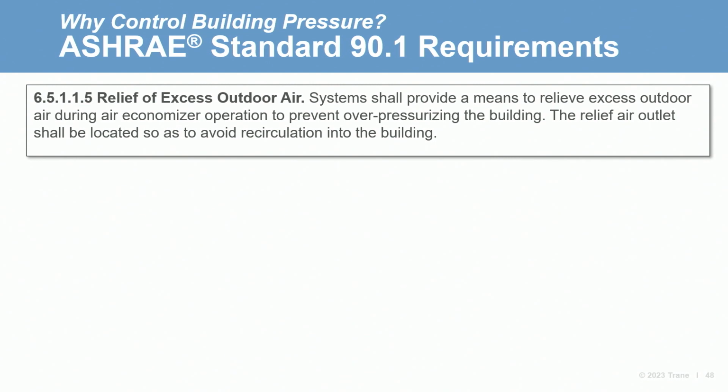The standard also discusses the location of the relief air outlet in relation to the outdoor air intake. Standard 62.1, ASHRAE's ventilation standard, provides guidance on minimum separation distance between intake and exhaust for different system configurations and types of exhaust. Standard 90.1 provides some additional requirements if the system uses a return or relief fan to remove excess air from the building.